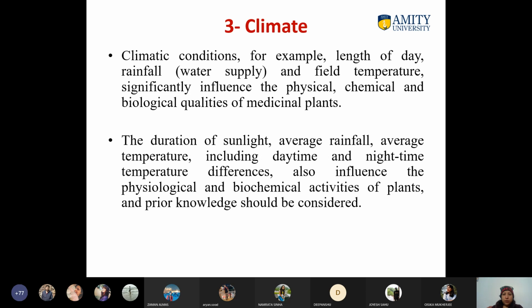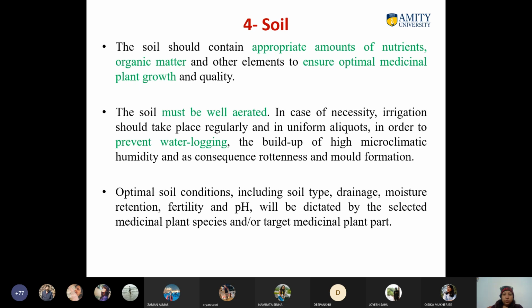Okay, so all these factors influence the physical, chemical and biological qualities of the plants. उसमें और क्या क्या, ड्यूरेशन ऑफ सनलाइट है, एवरेज रेनफॉल वहां पे कितनी है, एवरेज टेम्परेचर कितना है, डे में कितना है, नाइट में कितना है. Okay, so all these things have to be considered while you select the site for doing the cultivation of any medicinal plant. So okay, we come to the next slide.